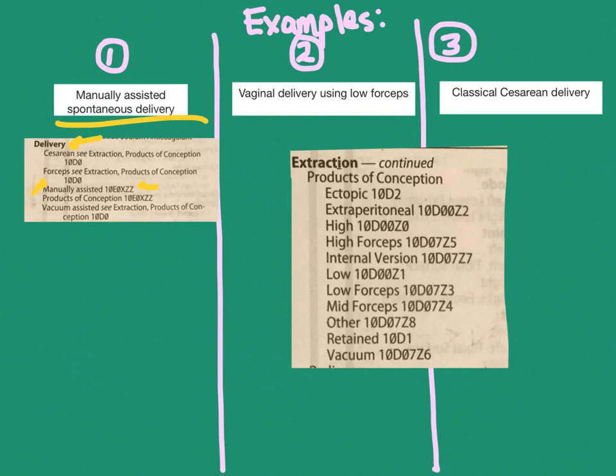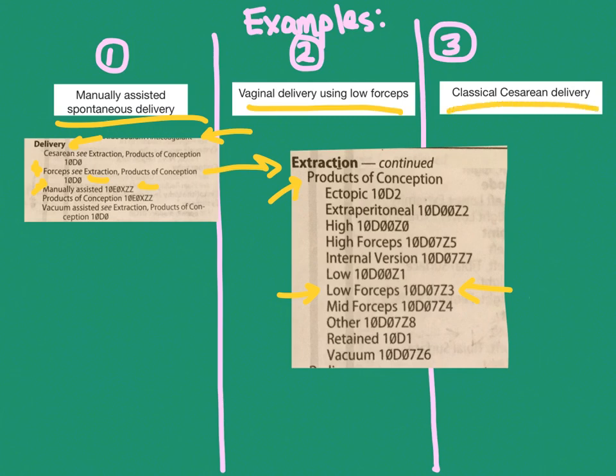Second example, vaginal delivery using low forceps. Remember, we start with our main term over here of delivery, and if it's forceps, it tells us to see extraction, products of conception, and then we pull in low forceps. And again, it's giving us all 7 characters there, which is nice.